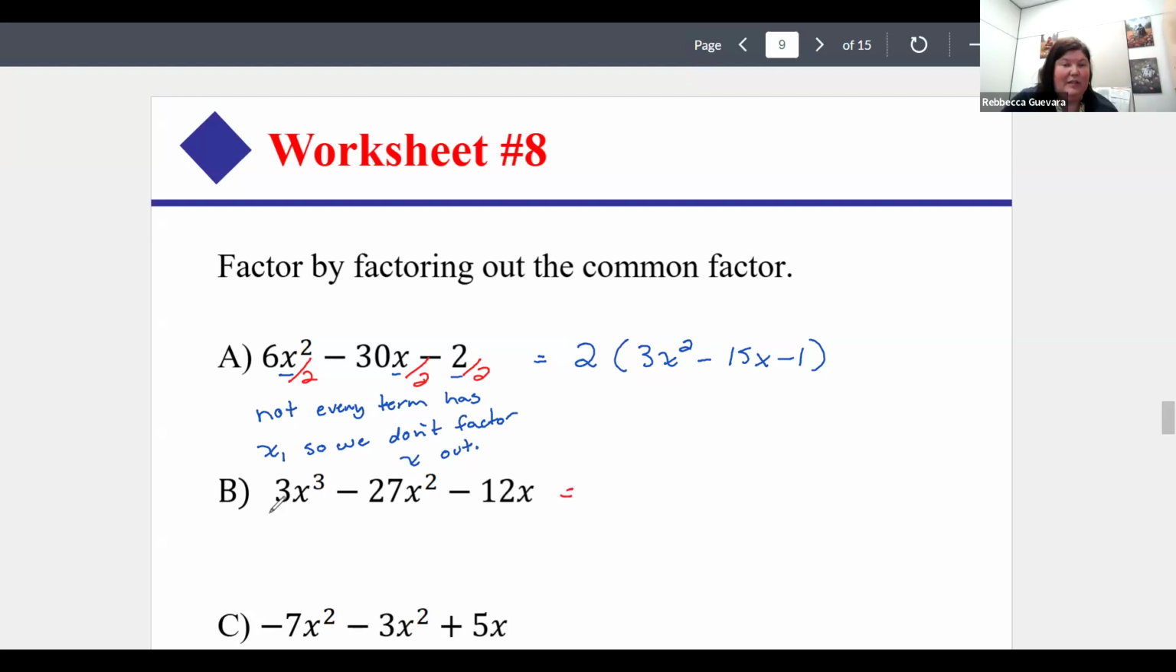For B, in this case, everything is divisible by 3 and at least 1x. If I divide that 3x out of everything, I'm left with x squared, negative 9x, and then negative 4. Everybody lost at least an x, and then we divided everything by 3. I'm pretty sure that one is completely factored.